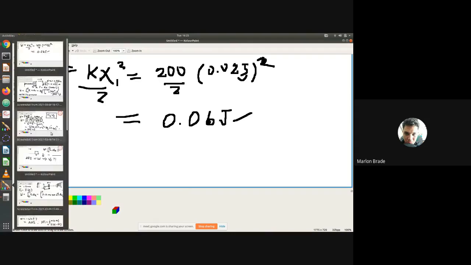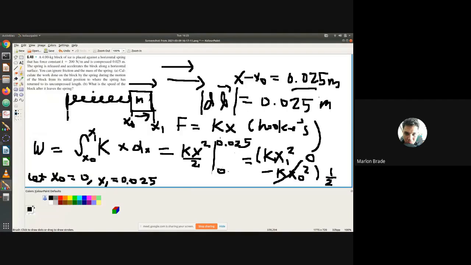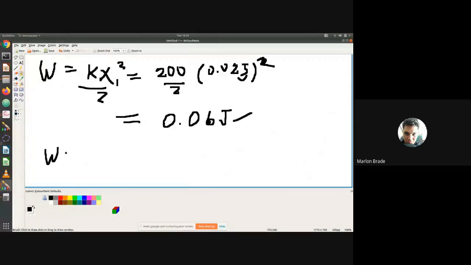Then, next. So, what is the speed of the block? Okay, you solve it. It's quite easy. Work is equal to the change in kinetic energy. So, what is the initial kinetic energy? What is your initial kinetic energy?